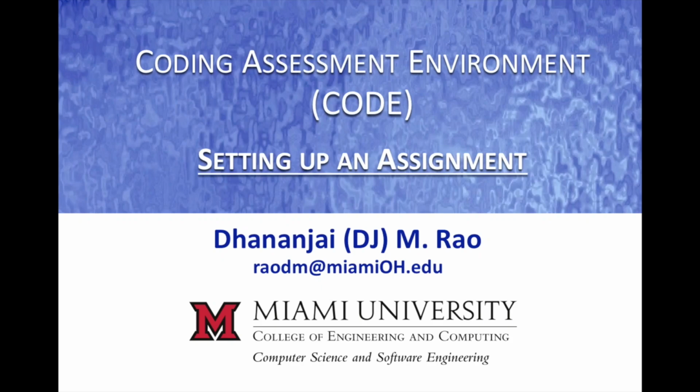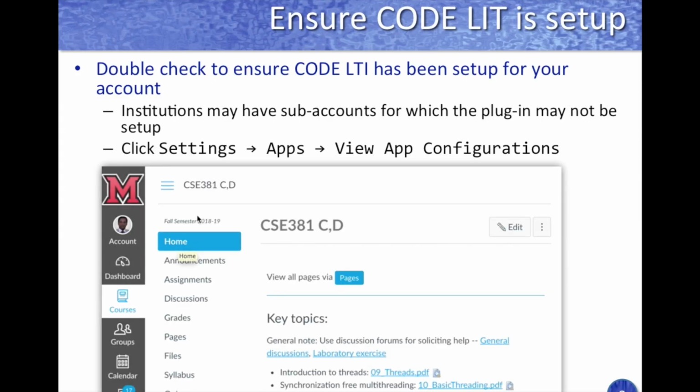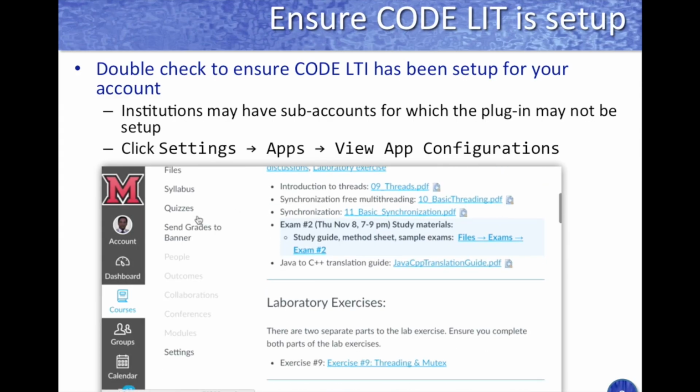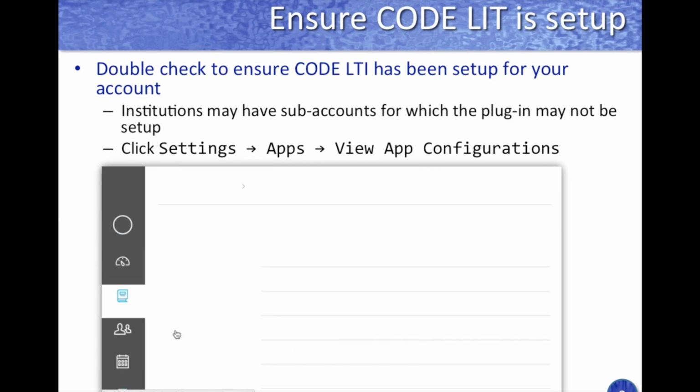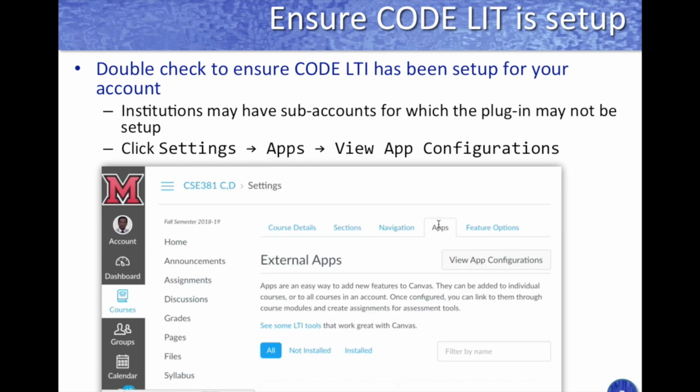This video demonstrates the process of setting up a homework assignment via the Code plugin on Canvas. Prior to working with code, it's a good idea to ensure that it is set up by navigating to the settings on the course, selecting the Apps tab, and viewing the app configurations.